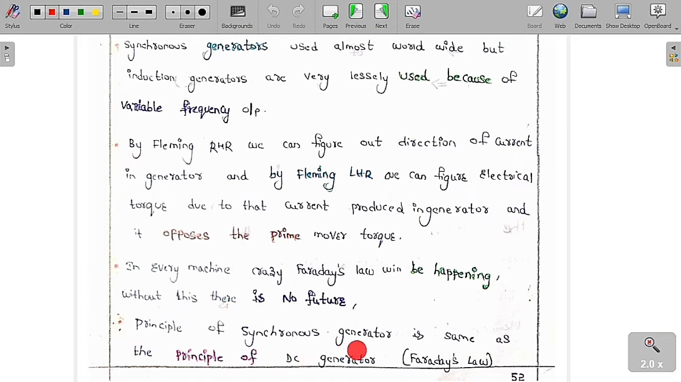The principle of synchronous generator is the same as the principle of DC generator, as per Faraday's law. This is the basic principle behind every generator, the synchronous generator and also the DC generator. So every machine is basically going to work on the principle of Faraday's law.